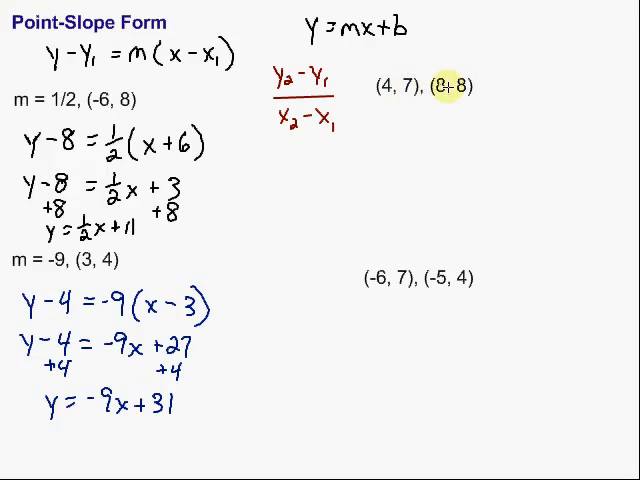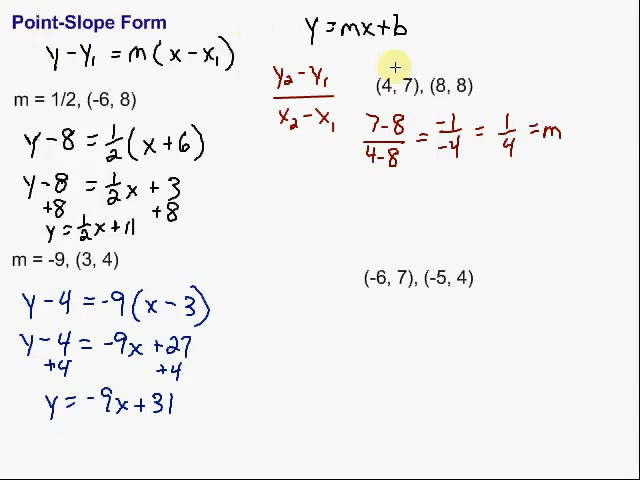As I do that, I'm going to take this one first, so 7 minus 8, difference in my y's, 4 minus 8, difference in my x's. That's going to be 7 minus 8 is negative 1 over 4 minus 8 is negative 4. Negative divided by negative gives us a positive 1/4.